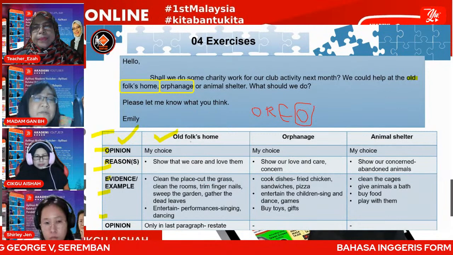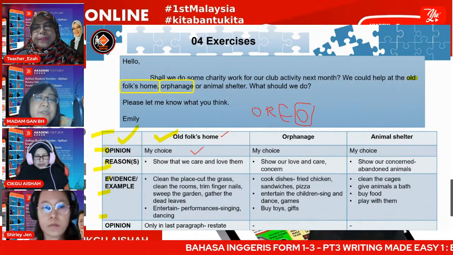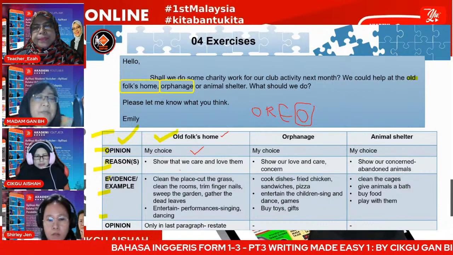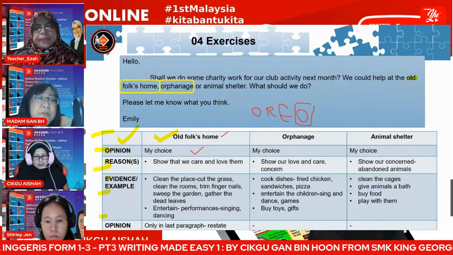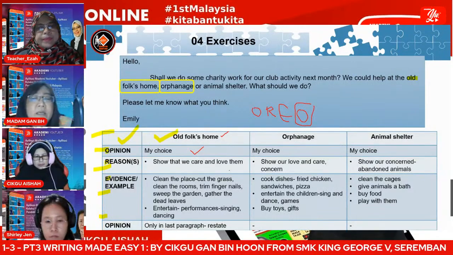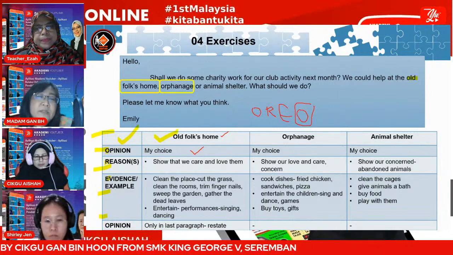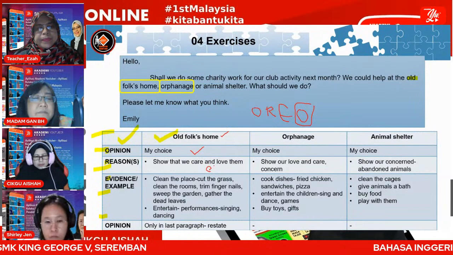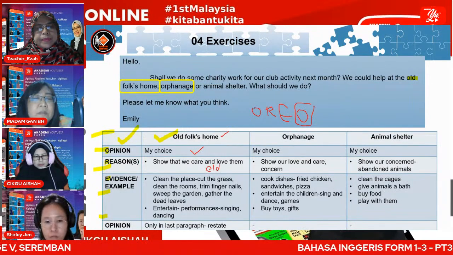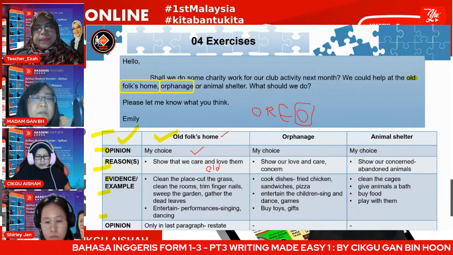So let's look at the first one. For example, you're going to choose old folks home. So this is your choice. Okay, so let's see what you can write. Maybe why you choose old folks home. The reason, to show that you care and love these old folks, or the elderly. So old folks are called also the elderly, E-L-D-E-R-L-Y. So orang tua is called the elderly, old folks.